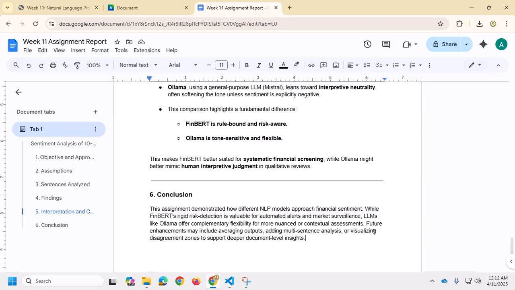So in conclusion, we have demonstrated how different NLP models work with regards to financial sentiments, and we have seen that FinBERT has rigid risk detection, which is valuable for automated alerts and market surveillance. And LLMs like Ollama have more flexibility. They do more contextual assessments.